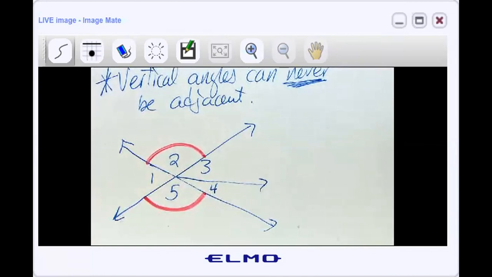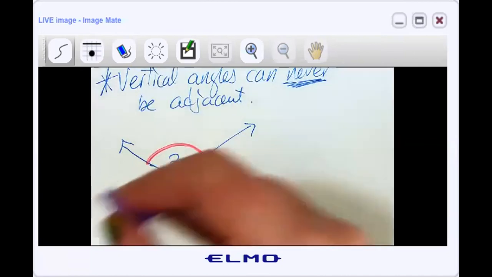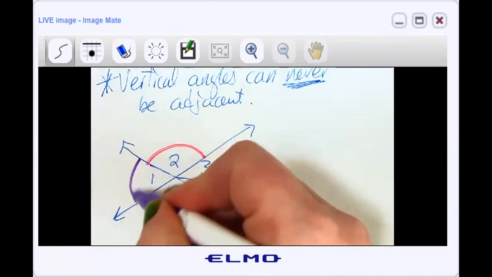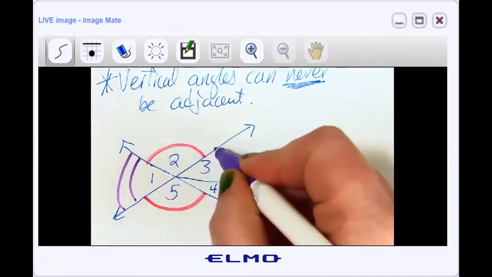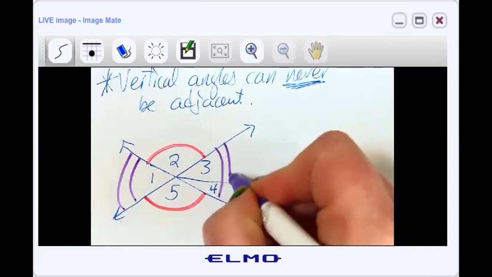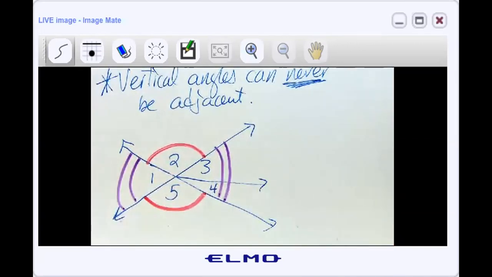Same thing happens with 1 and 3. Here's the other vertical angle pair. Are you ready? 1 and this whole angle. It'd have to be the two of them together, so it's not just angle 3 or just angle 4. It would be the whole angle, so I'd have to name it with letters like ABC or whatever.